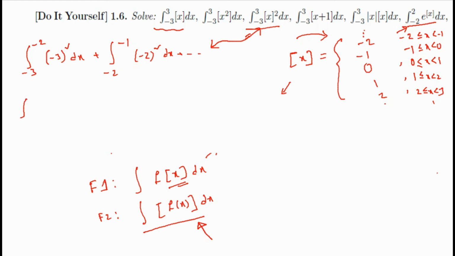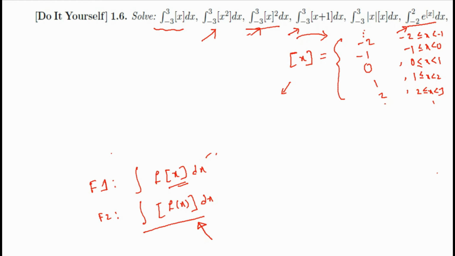And for minus 2 to 2 e to the power box x, this is also similar. So what you can do here, minus 2 to minus 1, the value is minus 2, so e to the power minus 2 dx, plus minus 1 to 0, the value is minus 1, so e to the power minus 1 dx, and so on. Now this one is form 2, this one is form 2, and I will discuss that one also.